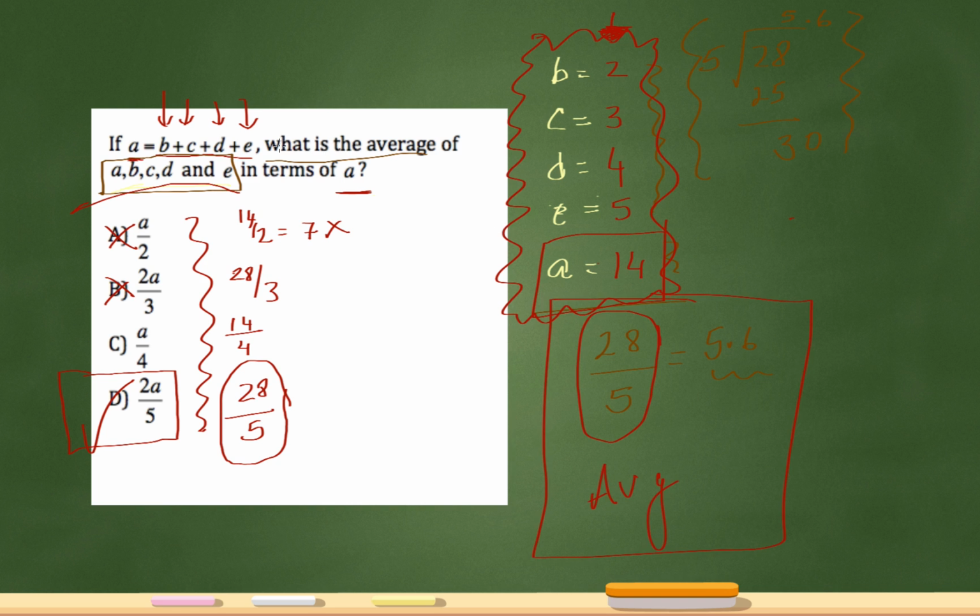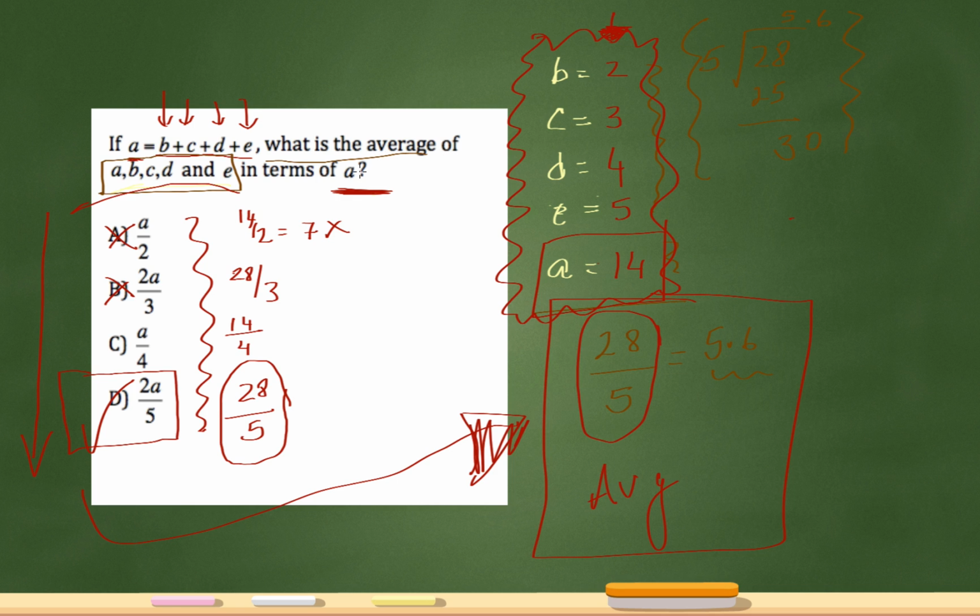Now the question, to reiterate, is saying, what is the average of A, B, C, D, and E in terms of A? So again, the average of A, B, C, D, and E is 28 over 5. In terms of A just means plug in A into all your answer choices and see where you get that average. And answer choice D is the one that worked out.